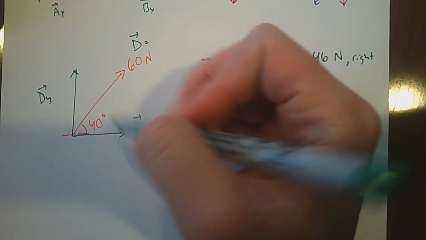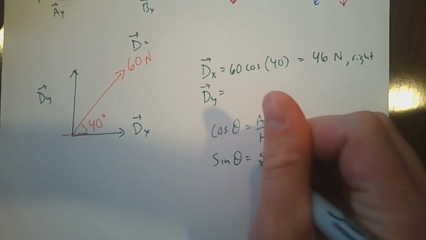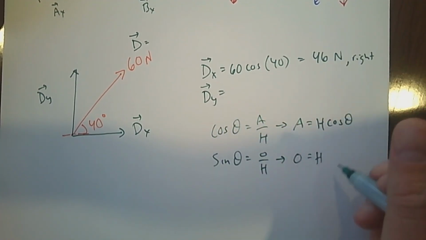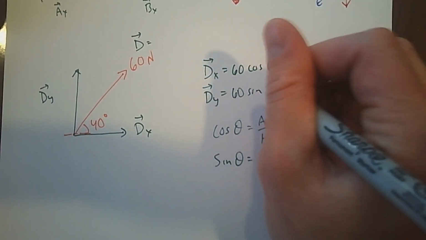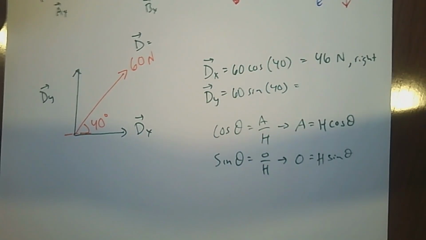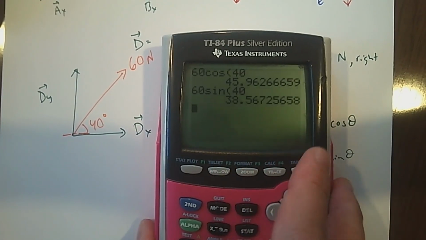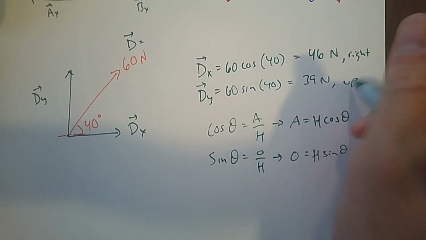So the function that relates h and o is sine. So sine of angle theta equals o over h. And that means that if I want to solve for o, I take h and I multiply by sine theta. So that would be 60 times the sine of 40, which is 38.5 or 39 newtons up.